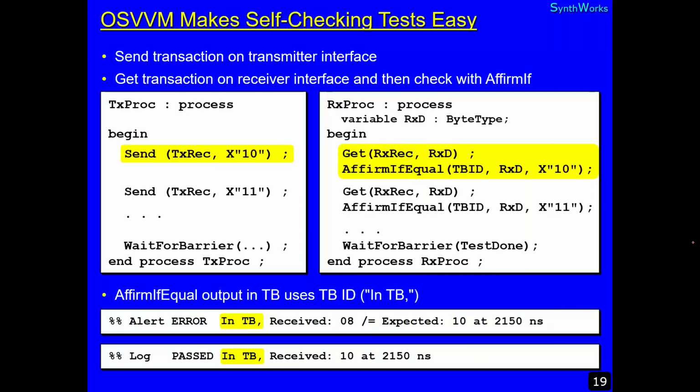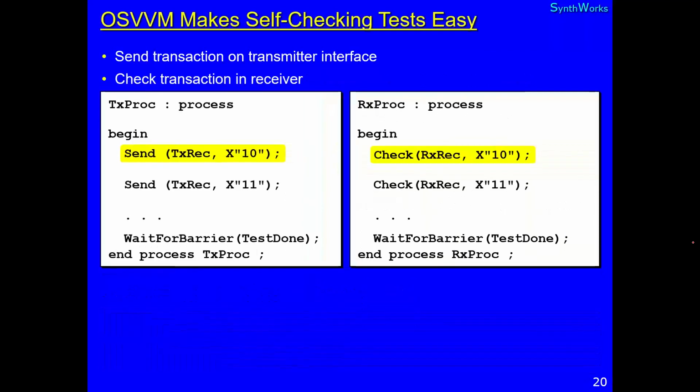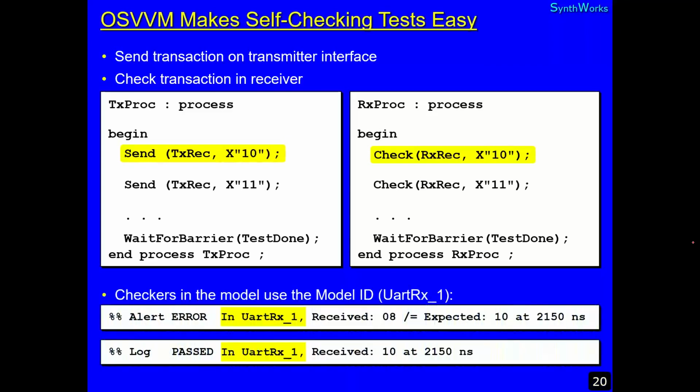We're also using ID. You can see we called it with TBID that we set up in the control process, and it tells us where it came from. So it says down below, error in TB. It gives us the context of what we're doing. We can also move these checkers to the verification component simply by, instead of calling get, we call check. So we're handing the expected value off to the verification component, and it's then doing the check. Now we see in the report the verification component's ID being used.